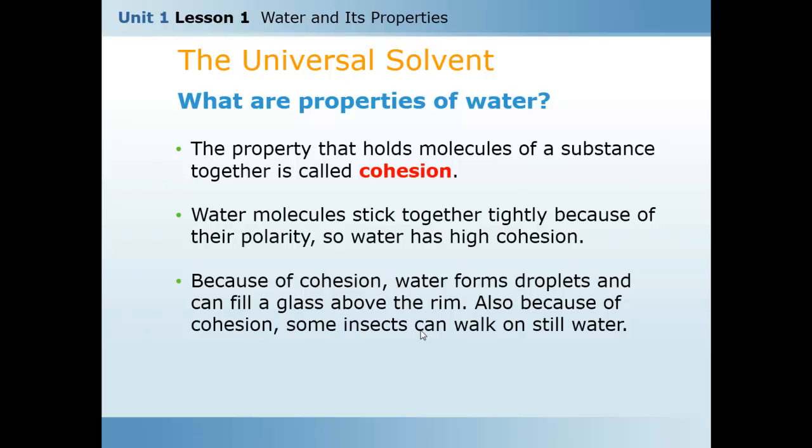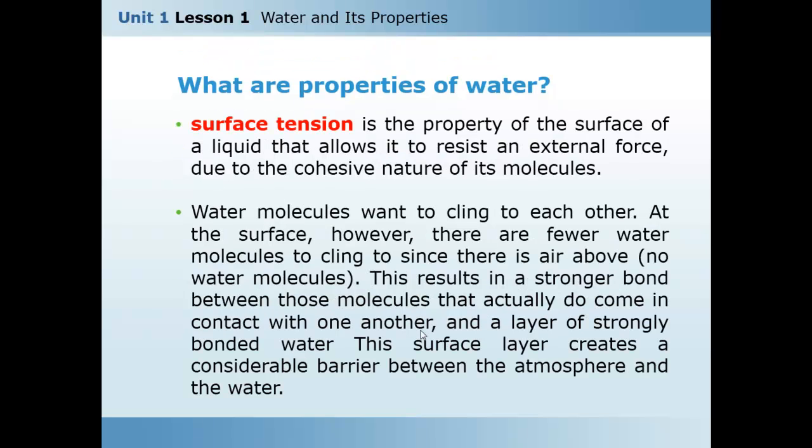So when I ask you why small insects can walk on the water, it is because water has the cohesion property, which makes the molecules of water like a land. Okay? We have another property, we call it surface tension. It's the property of the surface of a liquid that allows it to resist an external force due to the cohesive nature of its molecules. So, because of the cohesion property, we have another property, we call it surface tension.